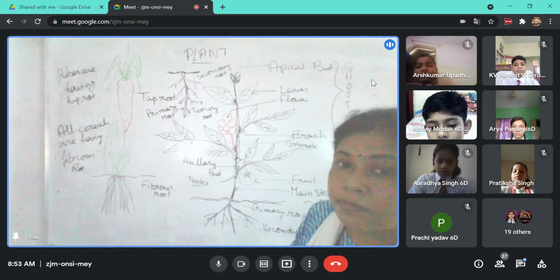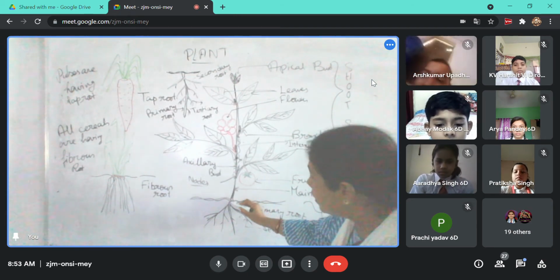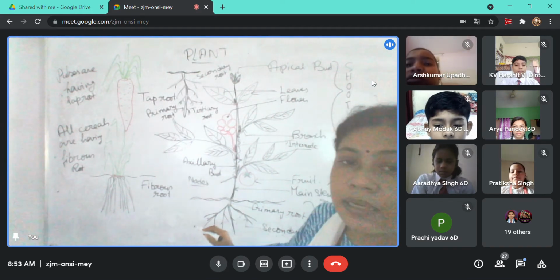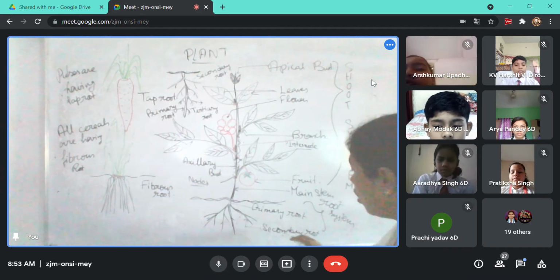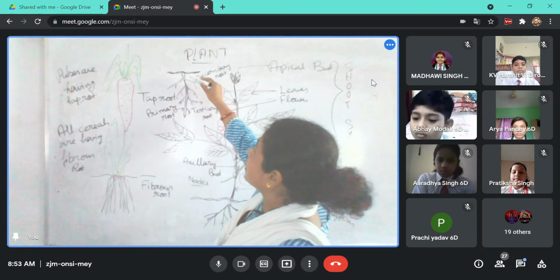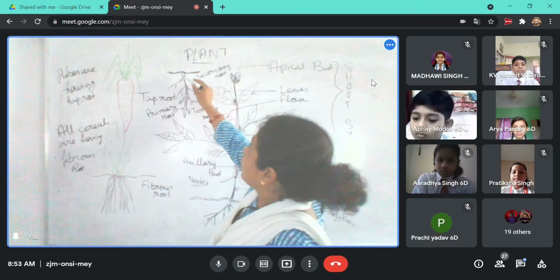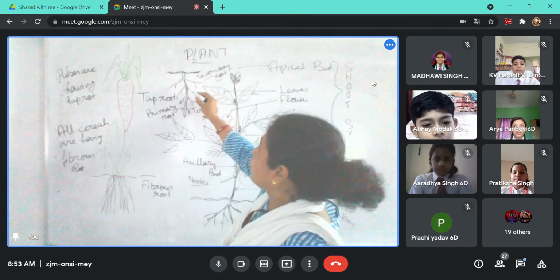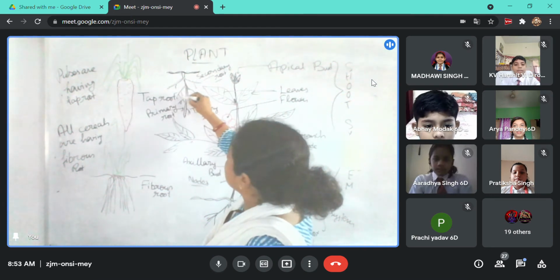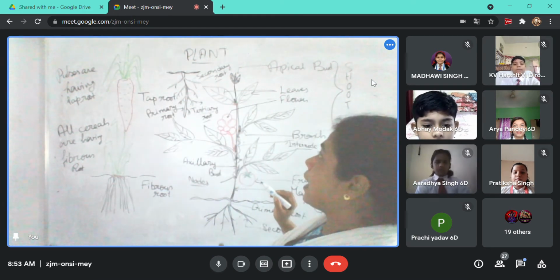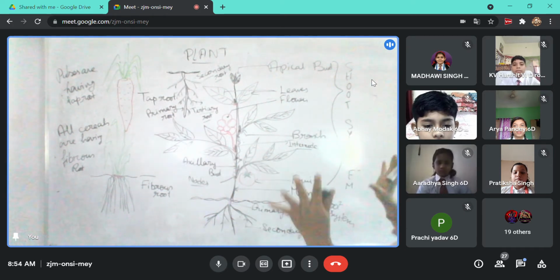First of all, we are going to learn about the root system. In the root system, there is a primary root. The main root is known as primary root, and the branches that come out from a primary root are called secondary root. You can see over here also I have drawn. There is a main root. From the main root, branches are coming out. They are known as secondary root. From the secondary root, again some branches are coming out. They are known as tertiary root. And this is the root system.